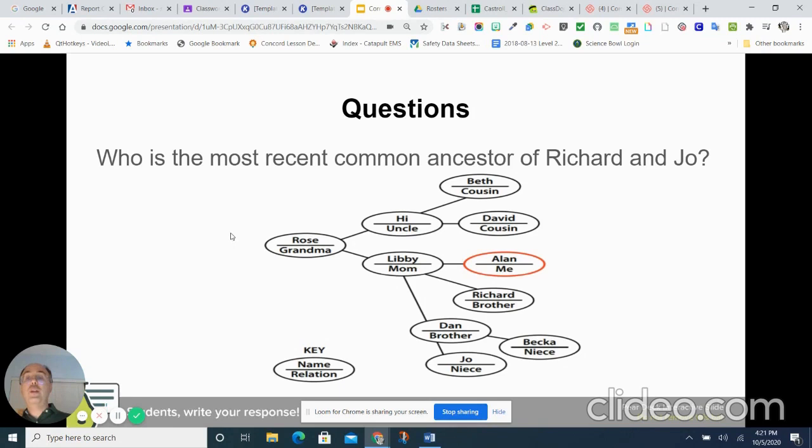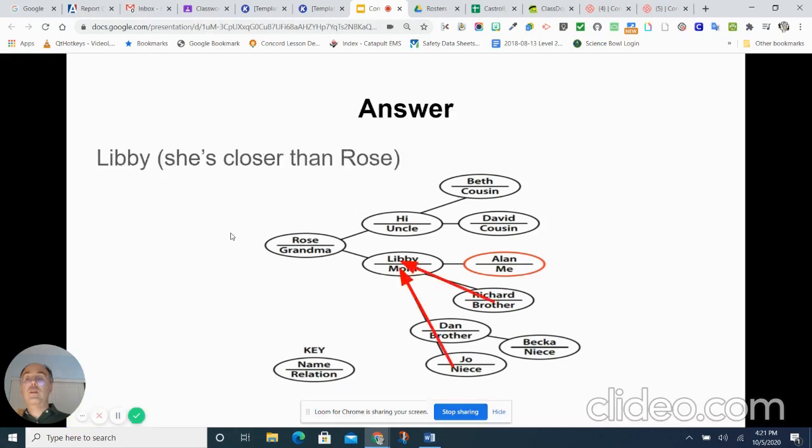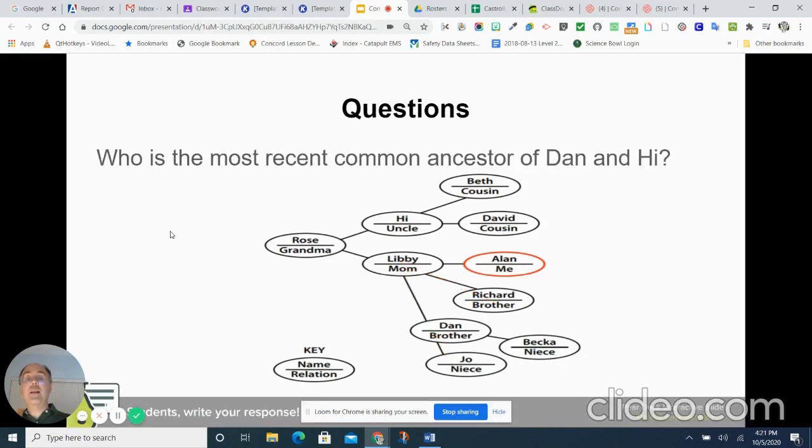Who is the most recent common ancestor of Richard and Joe? The answer is the first one, Libby. She's closer than Rose is. Let's try one more. Let's look at Dan and Hi. Who is the most recent common ancestor of Dan and Hi?